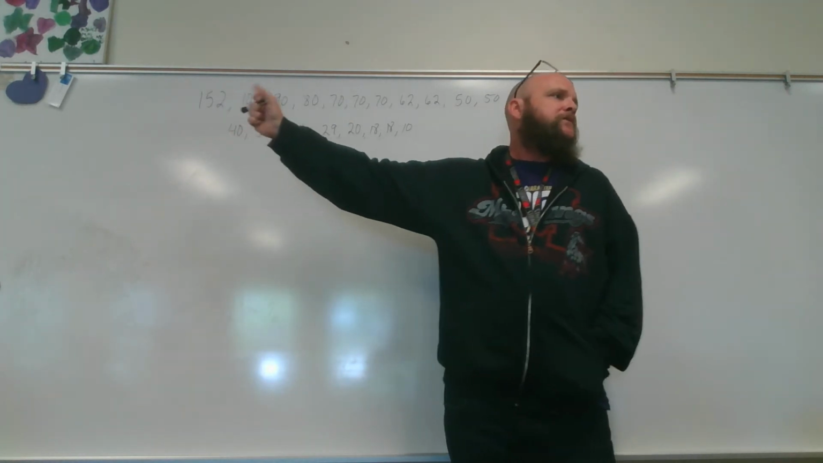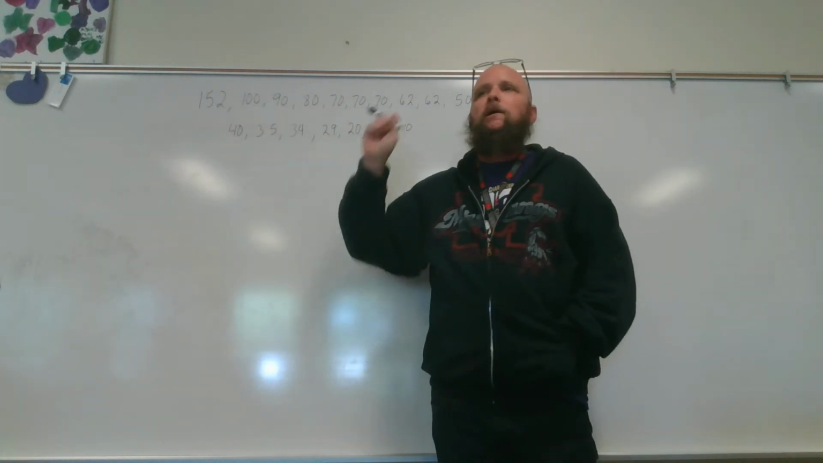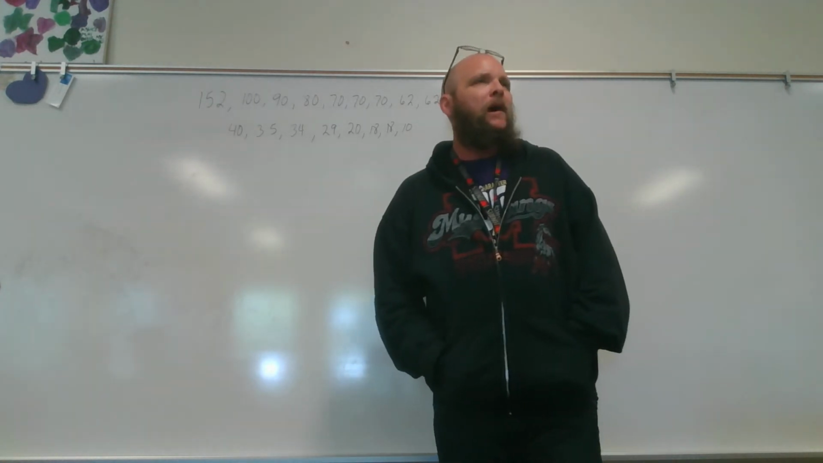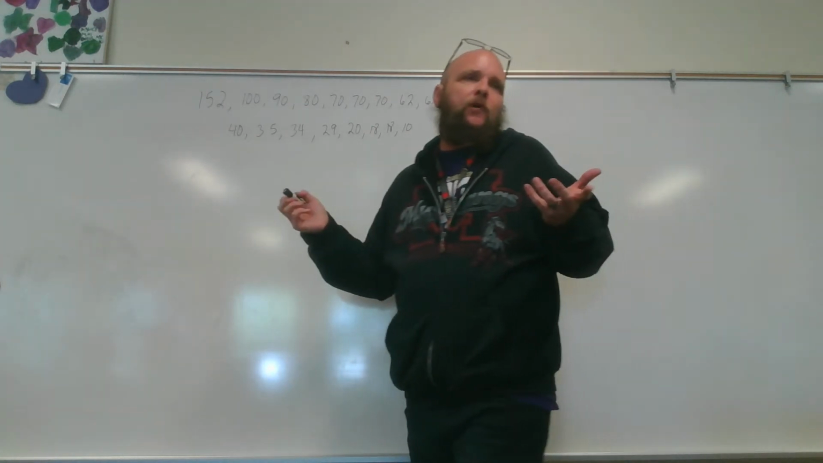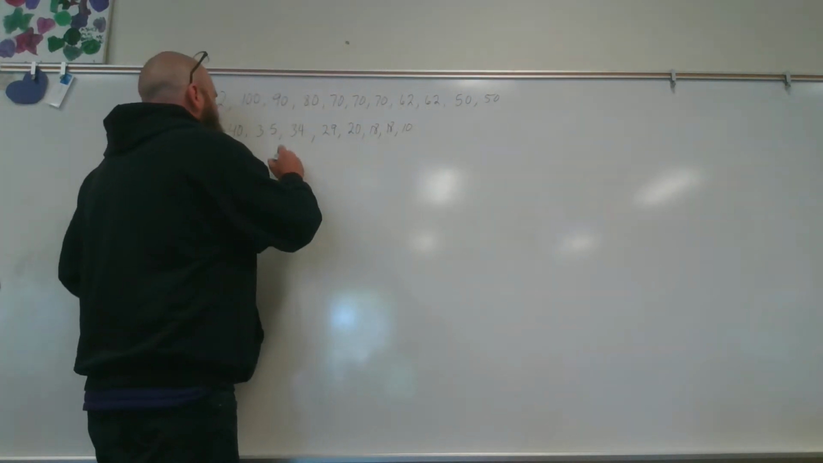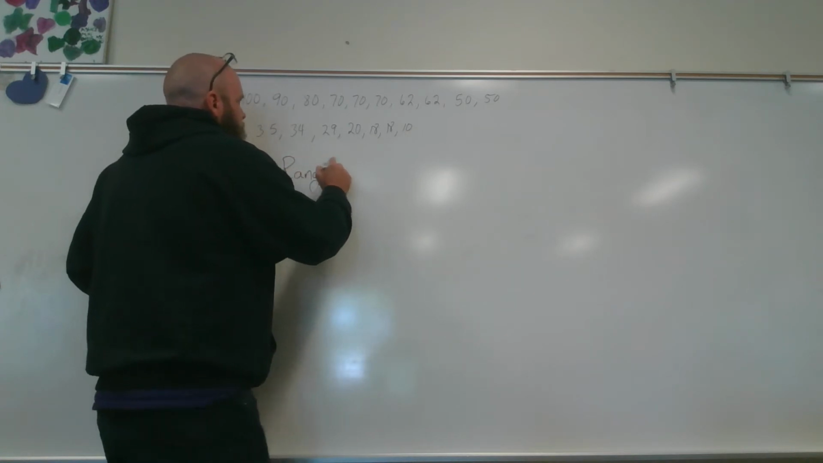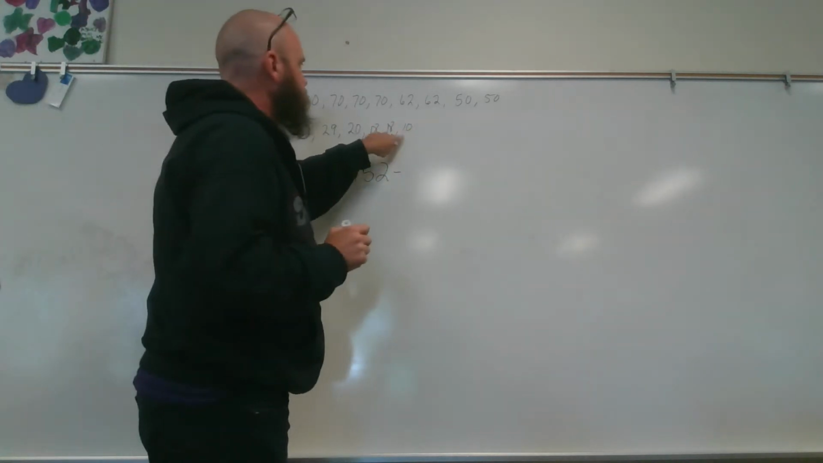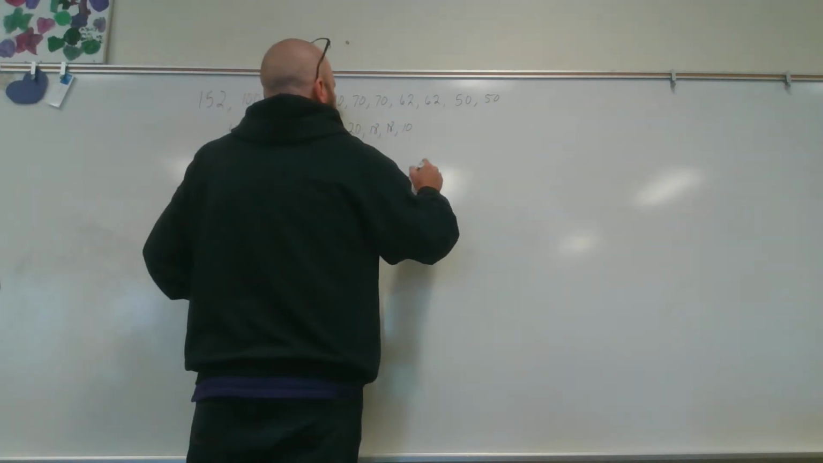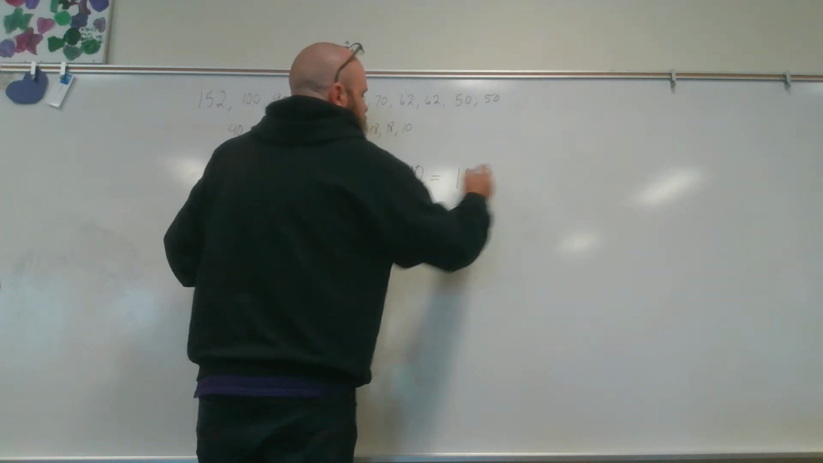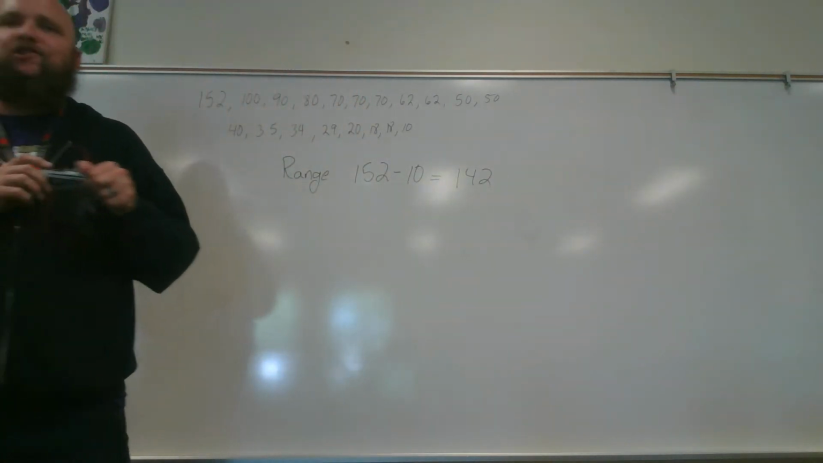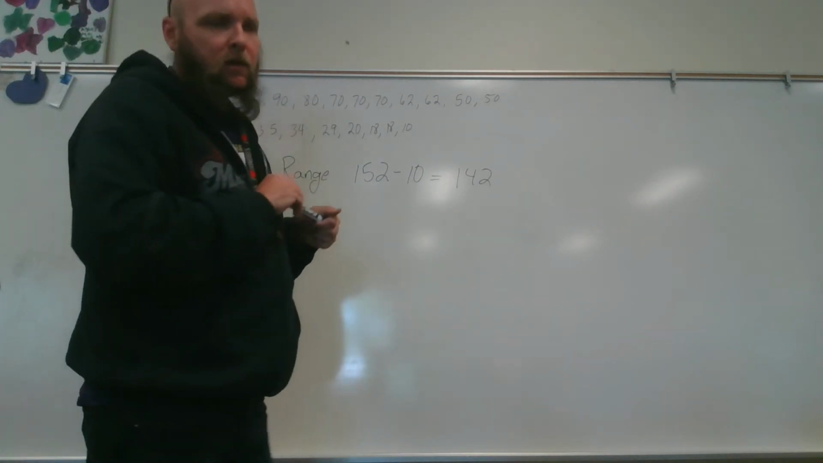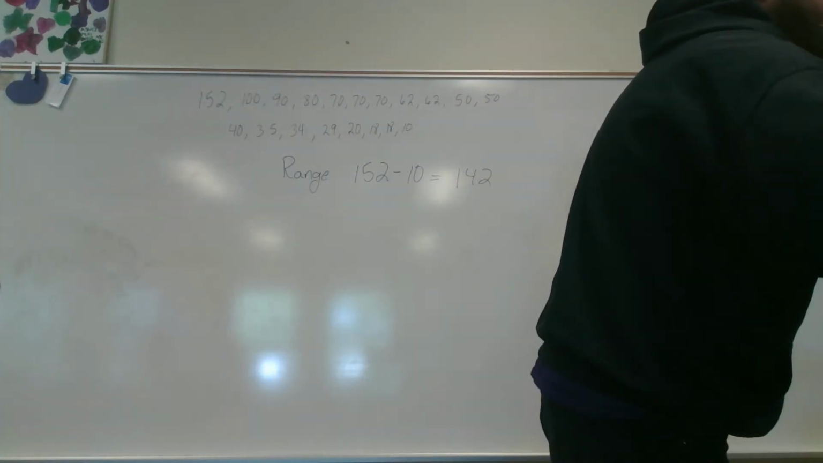When I'm dealing with data like this, mean, median, mode, and range, I always put them in order from least to greatest to start with because it makes my life easier. And I'm all about easy. Range, let's start with range. Range is easy. We just have to do 152, that's the largest number, subtract the smallest number, which is 10. So my range is 142.